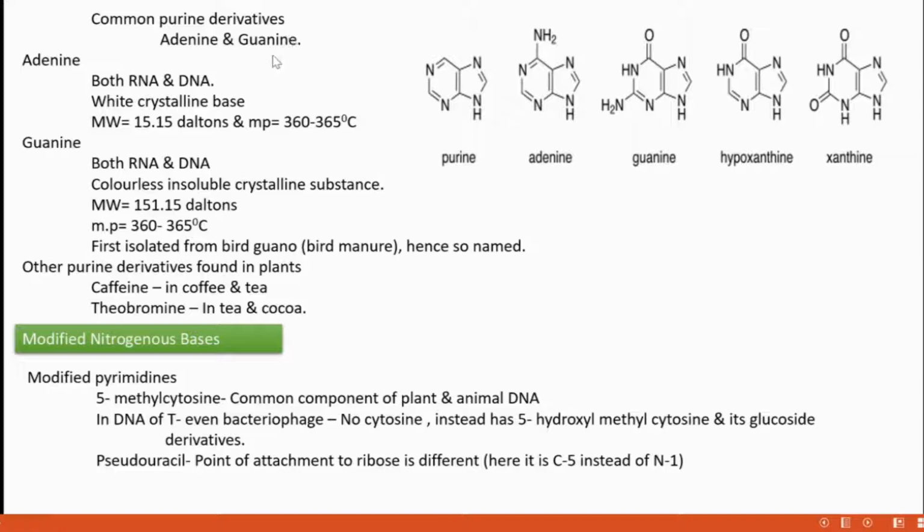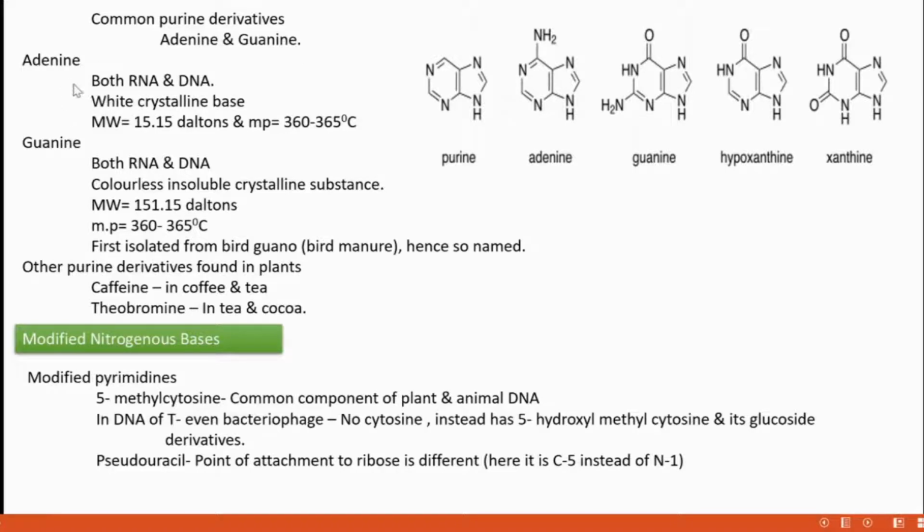Adenine and guanine. Purine, if we take the first two letters, we get pu. Then ag: A for adenine, G for guanine. In that way we can memorize. If anybody feels difficult to memorize which are the purine forms, remember pu ag. In that way we can easily memorize the purine names, adenine and guanine.